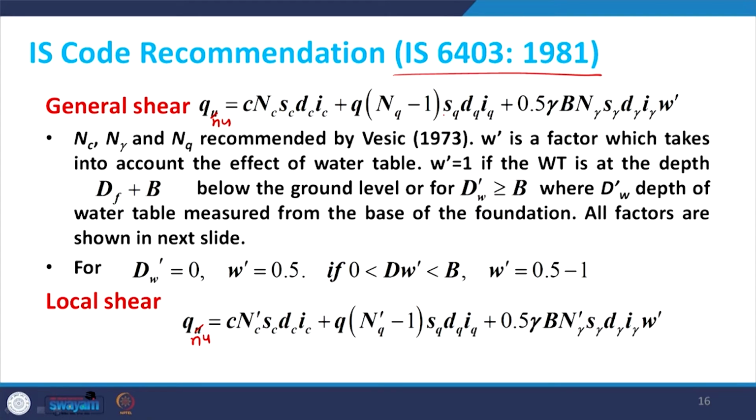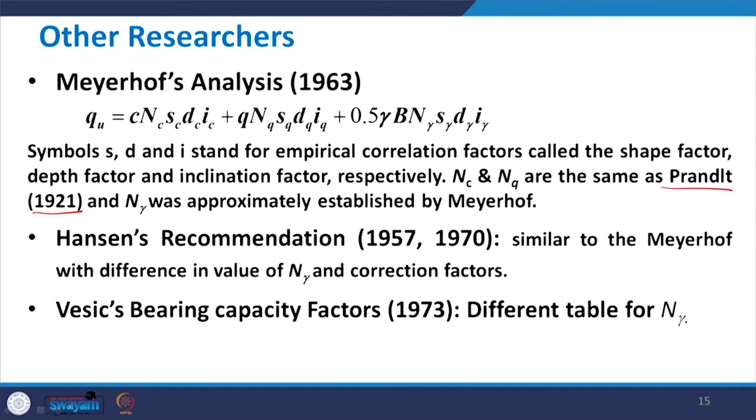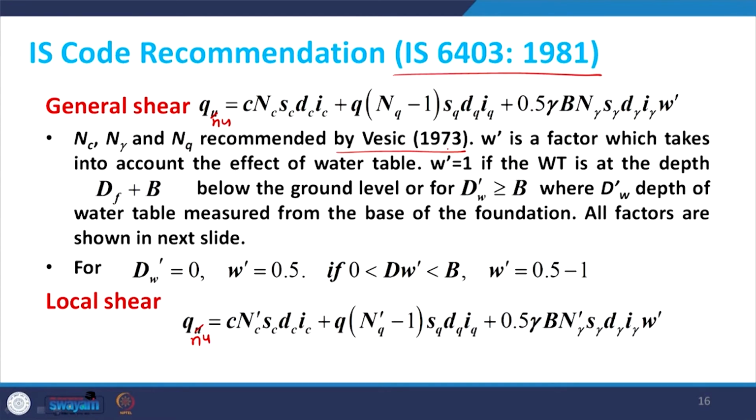The IS code has suggested that the values of NC, NQ and N gamma are those recommended by Vesic 1973. So, the values of NC, NQ and N gamma given in the IS code are from the Vesic theory, which was the later theory when the IS code came into existence. Besides shape factor, depth factor, inclination factor, which were proposed by Meyerhof, as we have seen in the last slide, one more factor has come in the IS code, which is the effect of water table. The effect of water table has been taken in the third term.